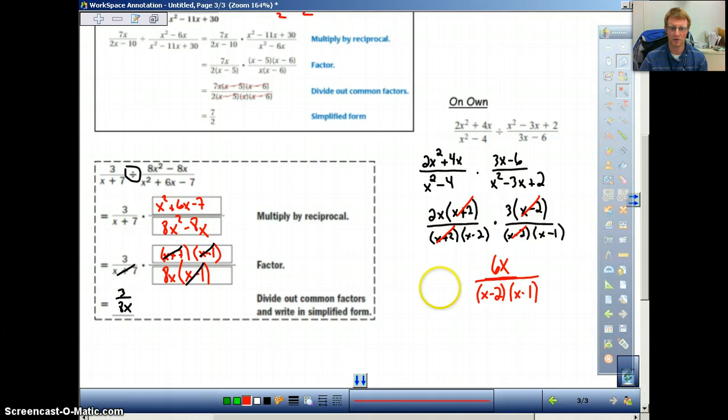We have no time left, so take a look at this and make sure you understand it. We'll talk about it more tomorrow if needed.